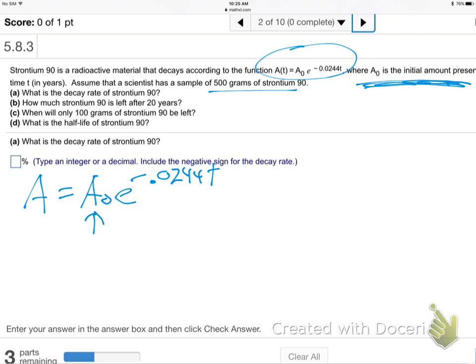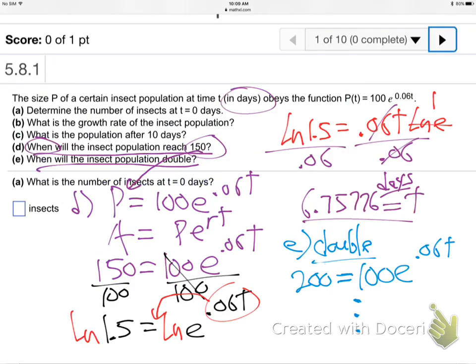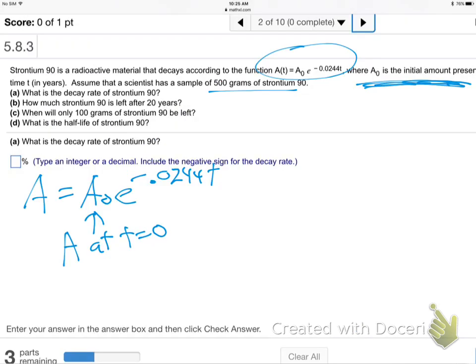The zero means A at time 0. Whenever they put a little subscript of 0, you don't have to do anything with that 0. That's just symbolism. But what it always means in science formulas is the amount of whatever at time 0, in other words, initially, at the start. Just like on the last problem with the insects, it was 100 because that was the amount that started. So again, it's just PERT. You could just say this is the same as A equals P e to the RT.